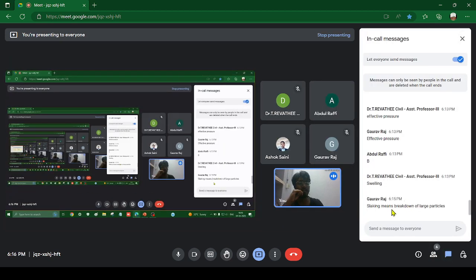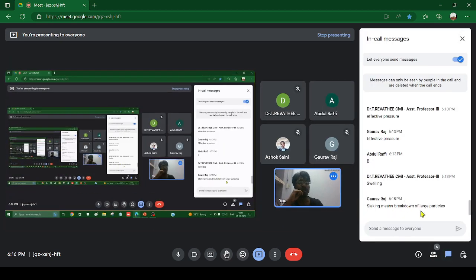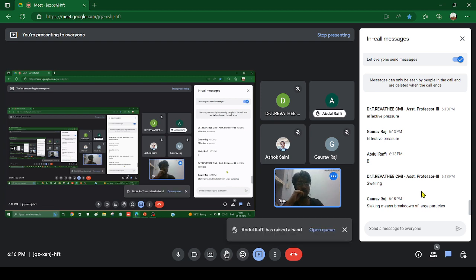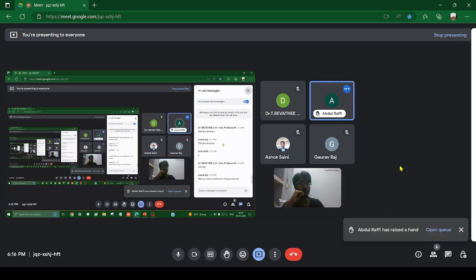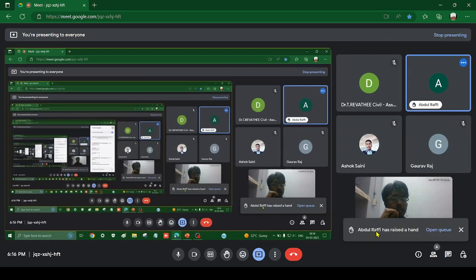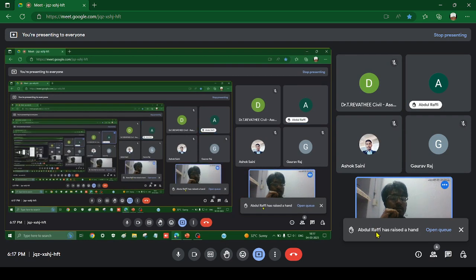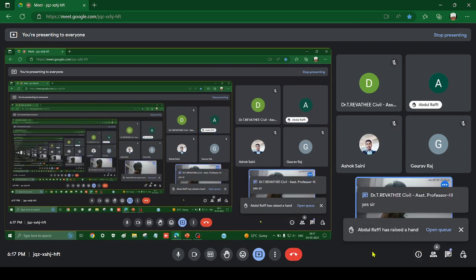The actual thing is the disintegration of the entire soil particles, because we know the particle size of clay is small. Yes, Abdul Rafi. Sir, yes. Abdul, your mic is not working, I think. Please write in the chat box. Yeah, thank you, Revati.